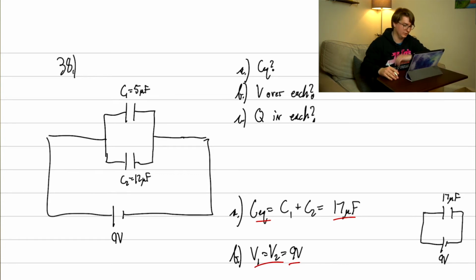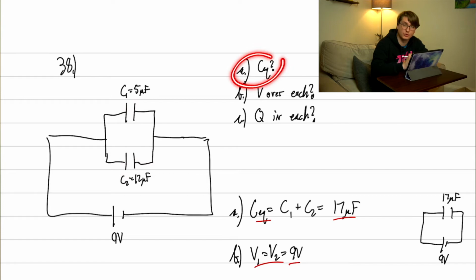So we want to figure out a few things. We have two capacitors and they're in parallel. We want to find an equivalent capacitance for these two. So we'll have to find some way to combine them into one equivalent capacitor that we could replace both of them with. We want to find the voltage over each. We want to find the charge over each. We'll be able to do this in a few steps.